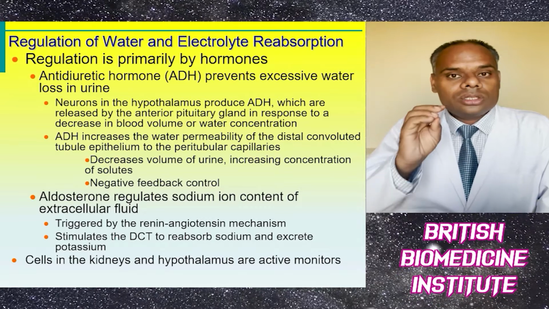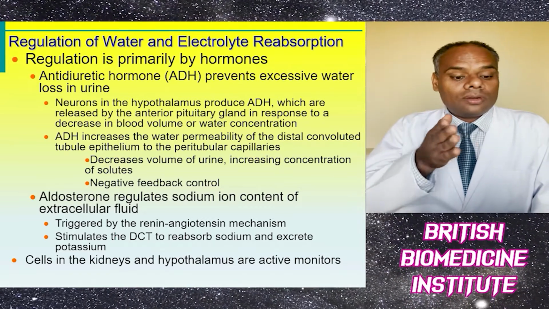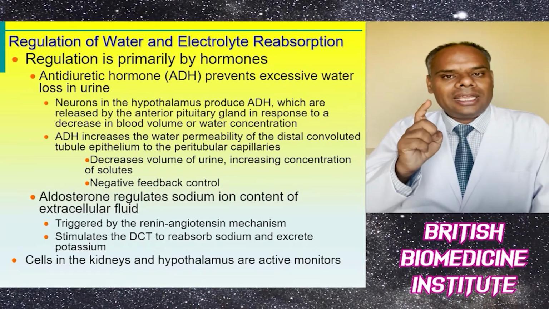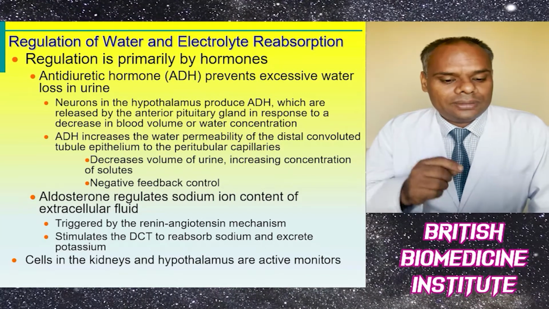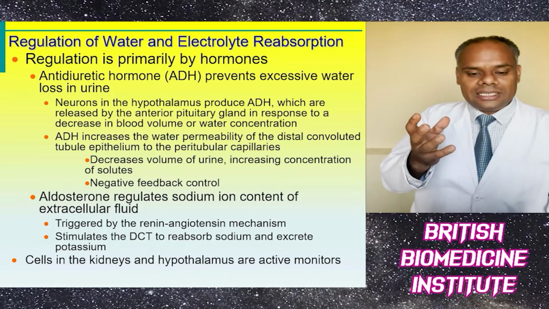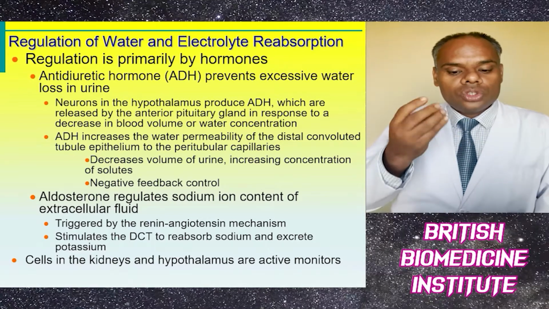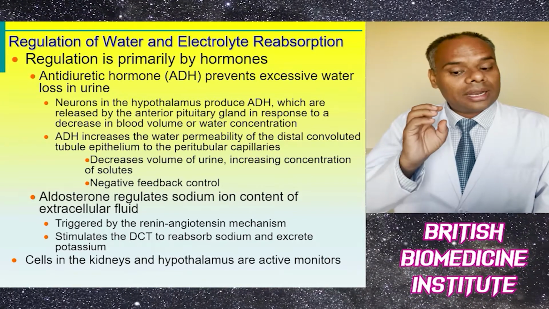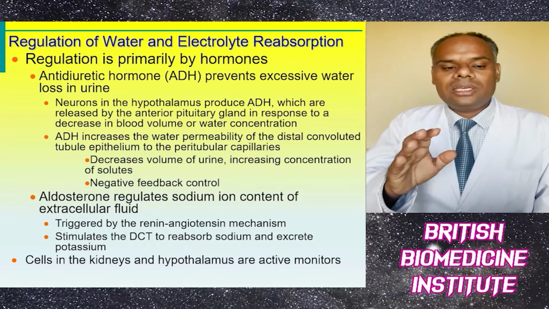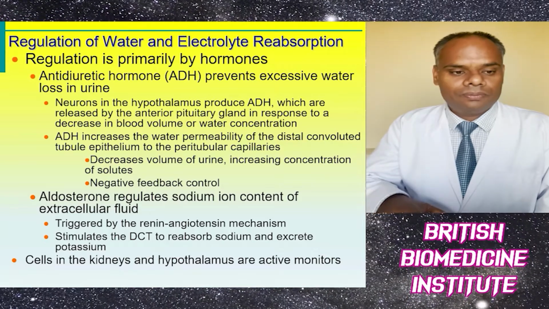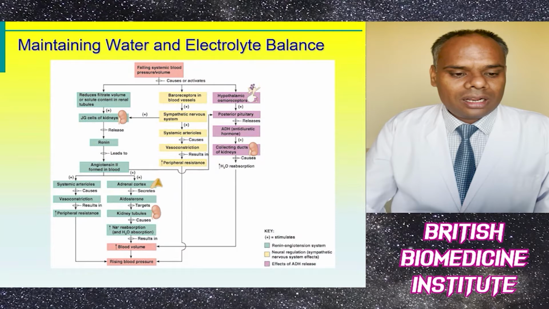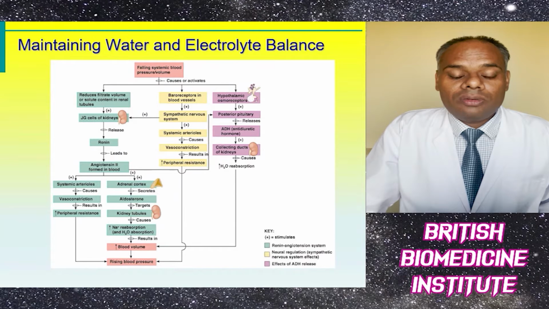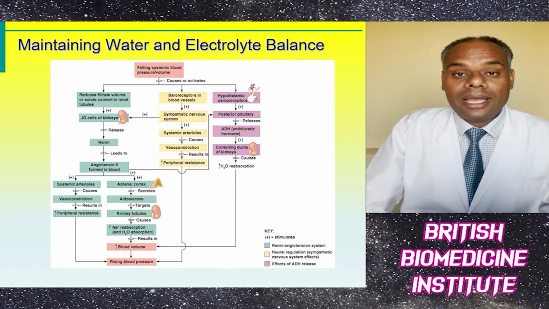Aldosterone regulates the sodium ion content of extracellular fluid, which is triggered by the RAM, renin-angiotensin mechanism. It also stimulates the DCT to reabsorb sodium and excrete potassium. The cells in the kidney and hypothalamus actively monitor to maintain your water and electrolyte balance. So this is a diagram where a balance is maintained between water and electrolytes by the various enzymes.